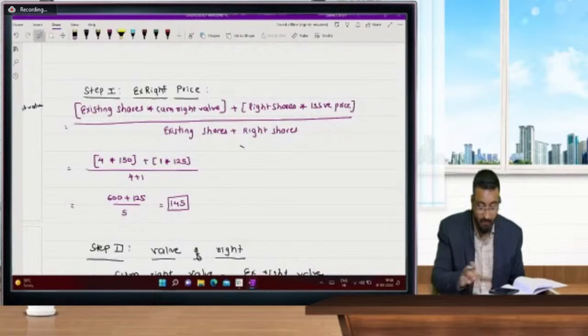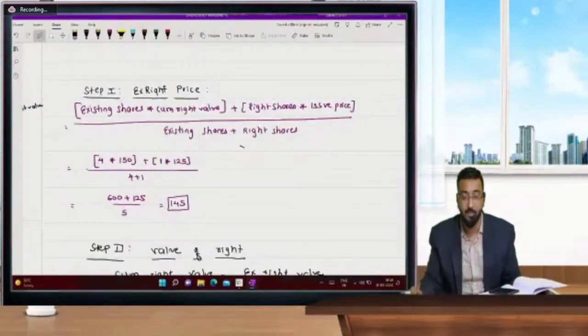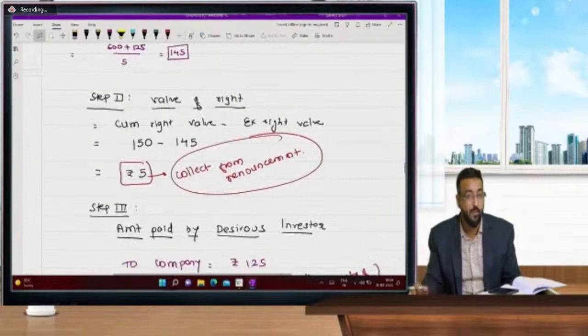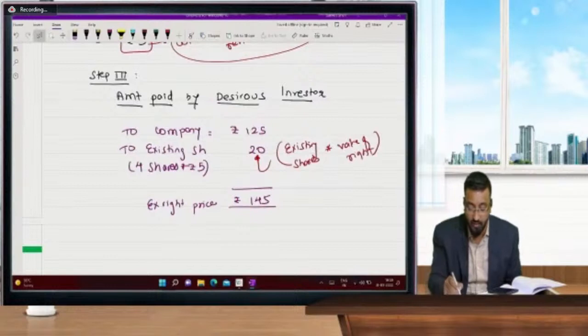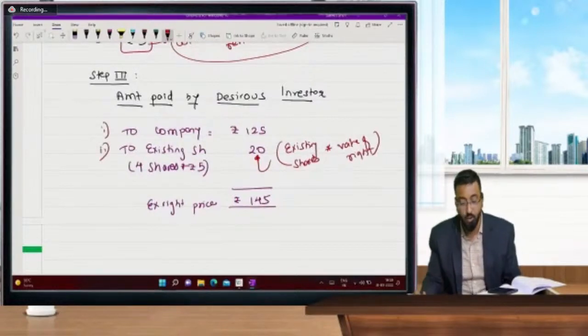What is the concept? X right price is step number 1: existing shares multiplied by cum right price, that is before right shares, plus number of shares for right shares, that is 1 share for 4:1, multiplied by right price, divided by number of shares. Step 2, value of right: cum right value minus X right value. And step number 3, amount paid by the desirous investor. He will pay 2 amounts, one to the company and one to the existing shareholders. And this total must tally with the X right price. So this is all for right issue. Very simple concept, beta.